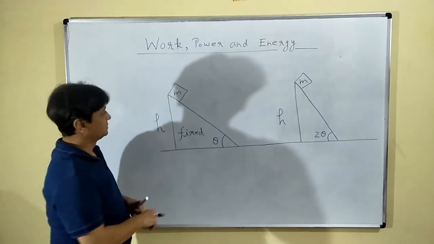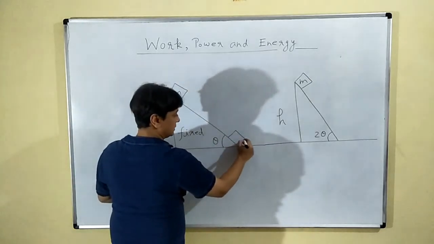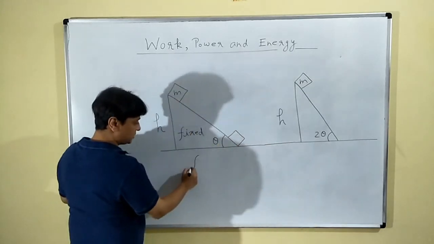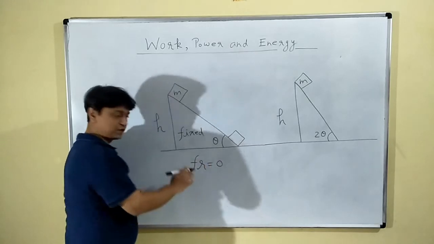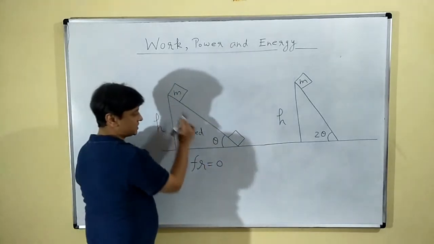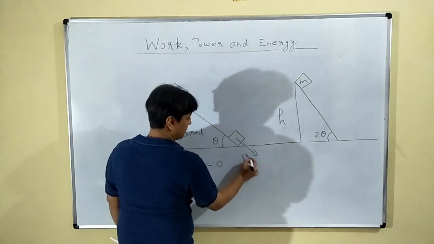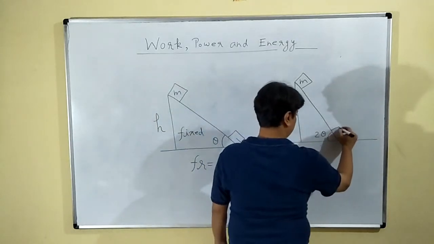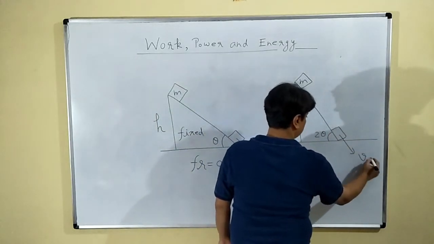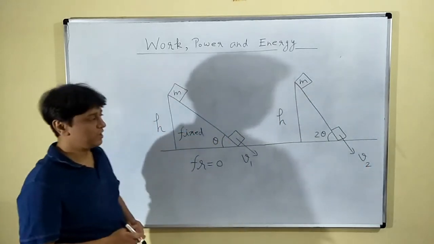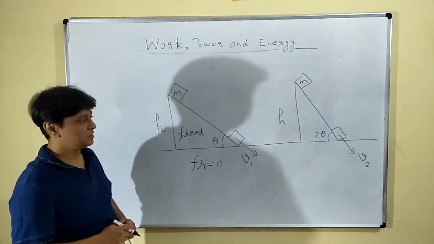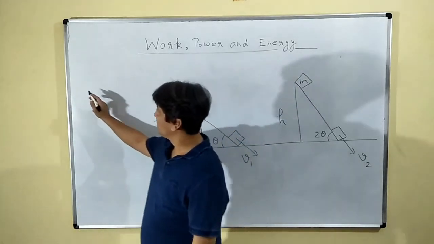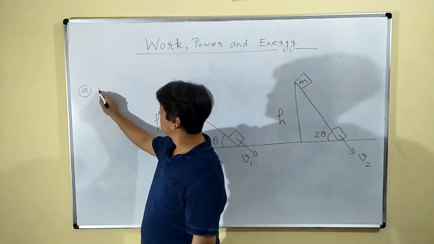Now when this mass slides down the incline, there is no friction. In both cases, friction is 0. This m, its velocity is v1. And when m arrives at the bottom of the incline, its velocity is v2. And we need to find v1 and v2 in this form, that which one is correct.